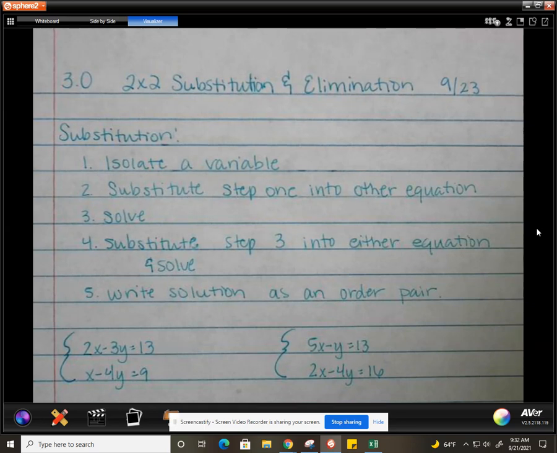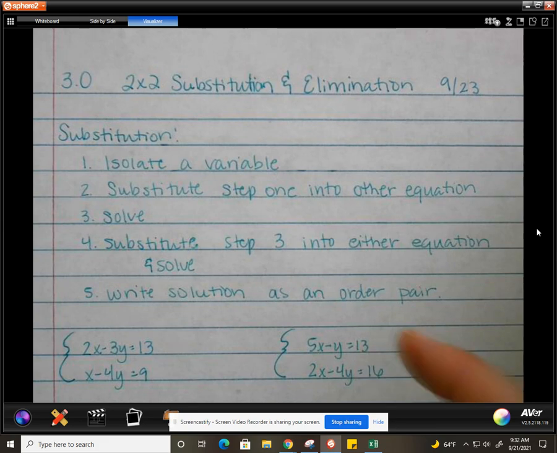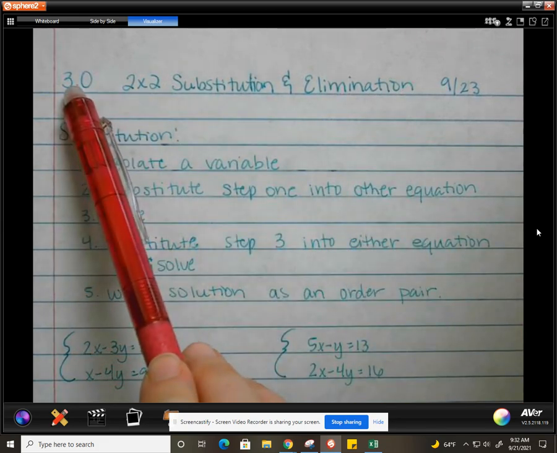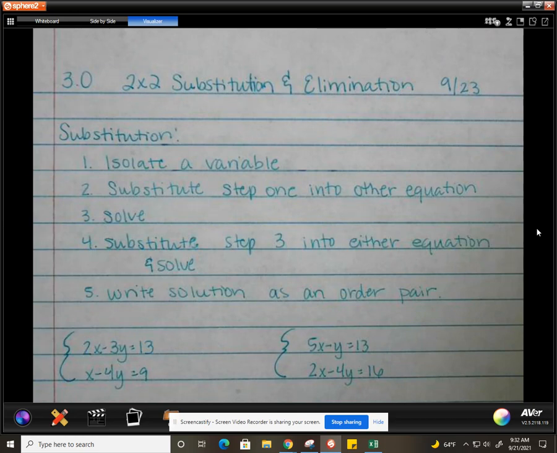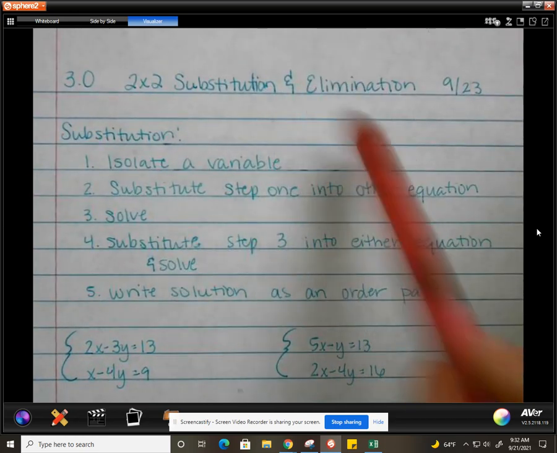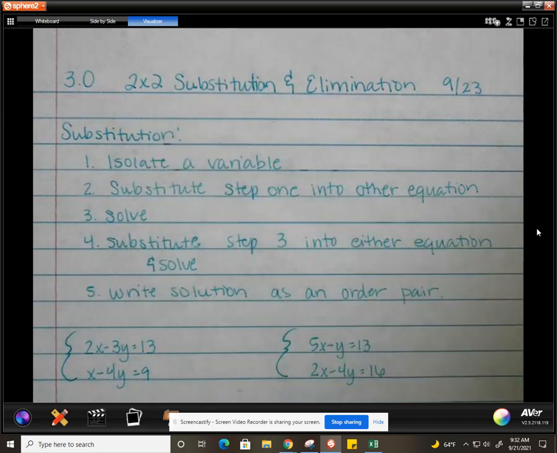So, we're going to be talking about solving with substitution and elimination. This is the 3.0 lesson, so it's kind of like an intro, a refresher, what you've already learned before. To do substitution, you're going to probably want to pause and write this before I go into the examples.